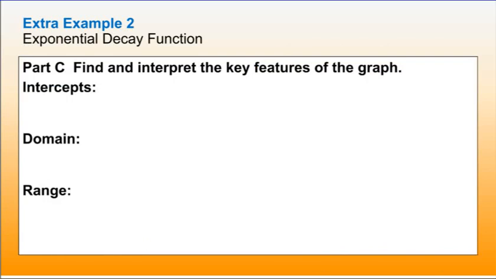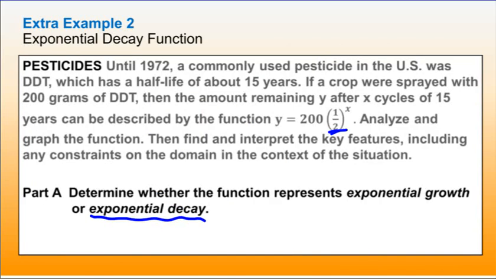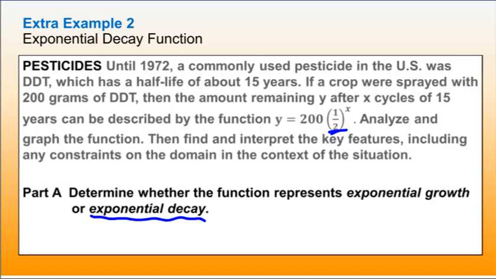And then we can do the key features here. So the intercepts on this one would be 0, 200. And what would that mean? Based on our problem, your y coordinates are the amount of DDT remaining, and x is the cycles. So you start off with 200, and then the label for this one would be grams. So it starts off with 200 grams of DDT.